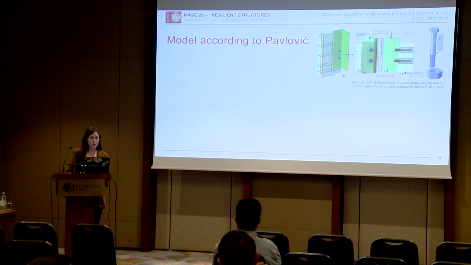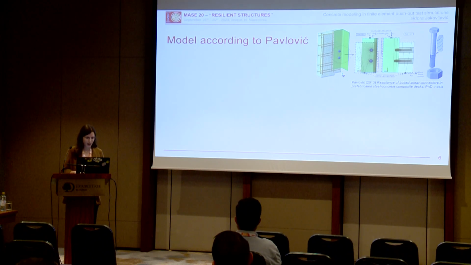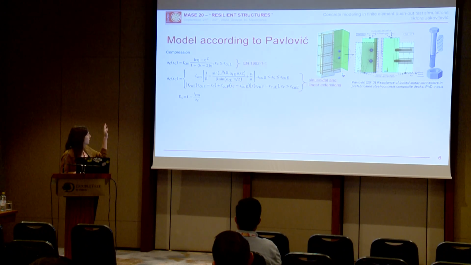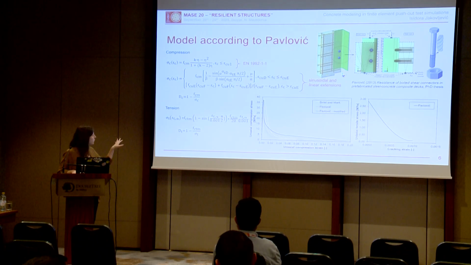The second model is the model according to Pavlovic. He modeled the behavior of bolts with embedded nuts in solid concrete slabs, and he used this model for compression. The first relation is the one adapted from Eurocode 2, and to that he added linear and sinusoidal extensions that he developed. For tension, he used only one equation to describe the relation between the stress and the cracking strain, which is a sinusoidal function. When we compare the curves to the previous model given by Bertel and Mark, this is what we get.